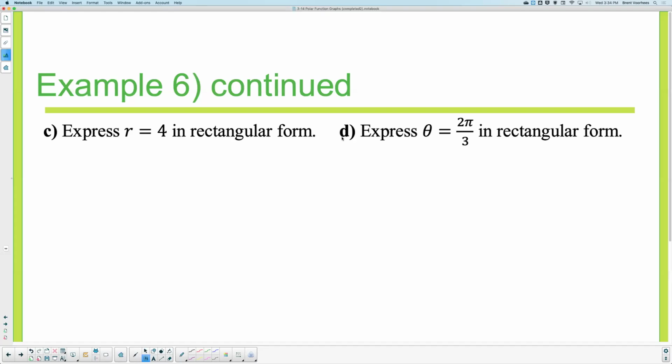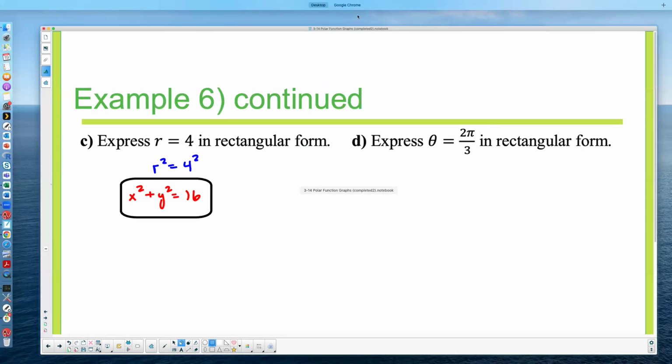Example 6c here, as I continue on, if you're working with the r by itself, the easiest way to get around this is if you square both sides of your equation. If you square both, you get r squared equals 4 squared. And r squared is equivalent to x squared plus y squared. And 4 squared is 16. That would be our solution this time around.